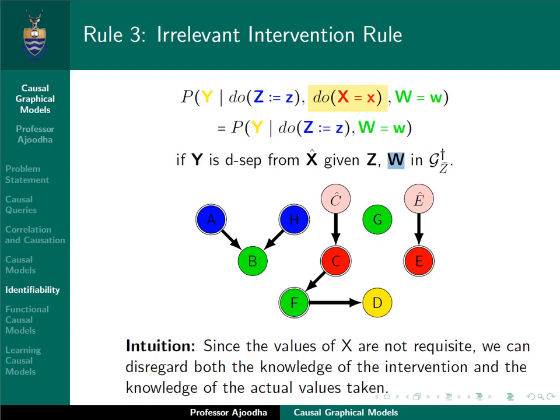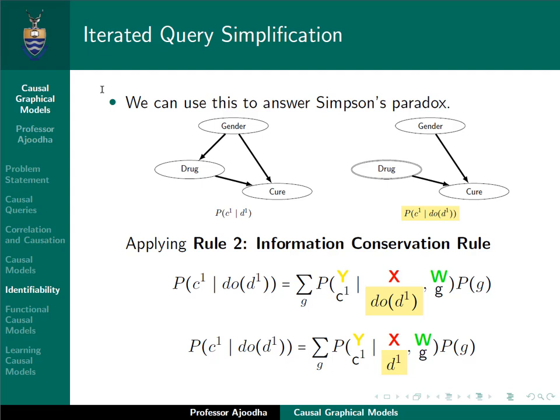All right, so that's really the three rules. Now we're going to use these rules and apply them to Simpson's paradox. The causal query from before was the probability of cure given that you take the drug. You can write this out by conditioning on gender, and we end up with this.